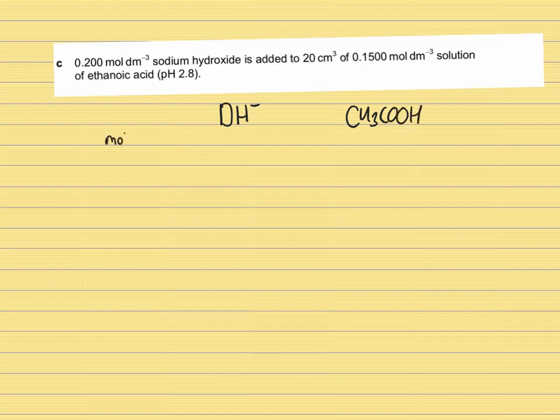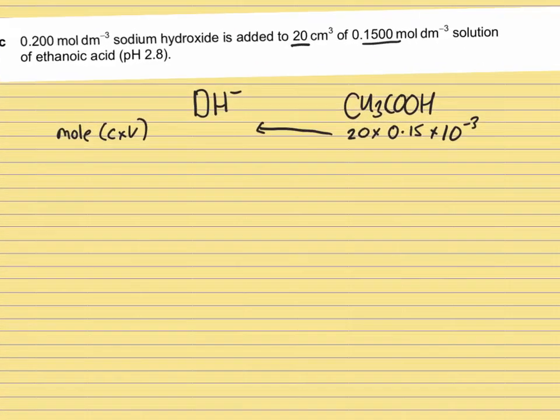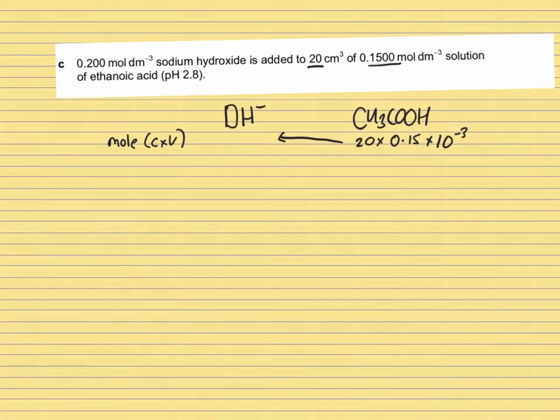So the initial amount in moles, which is concentration times volume, we know is of the acid. So that's 20 centimetres cubed is the volume, 0.150 is the concentration, times 10 to the minus 3 to get our volume into dm cubed. The number of moles of acid at equivalence point must equal the number of moles of sodium hydroxide. So that is exactly the same. That's 20 times 0.15 times 10 to the minus 3.